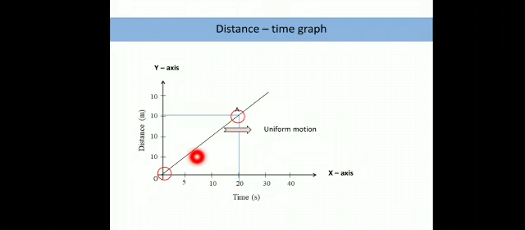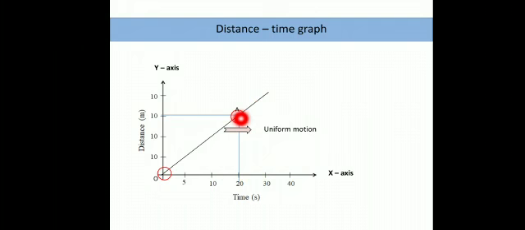So this is a straight line. If we take any point on a straight line, every point has two values. To obtain the value of distance, put a point on the straight line and draw a horizontal line. Wherever this horizontal line intersects the y-axis, that is the value of distance. Then draw a vertical line, and wherever this vertical line cuts the x-axis, that is the time taken.